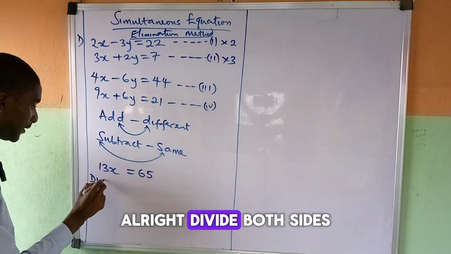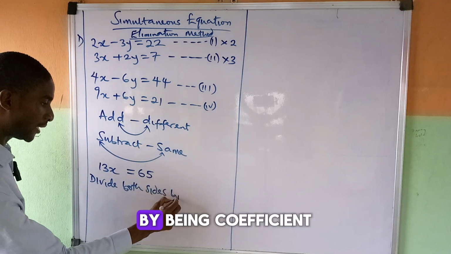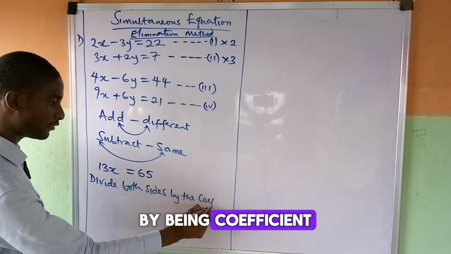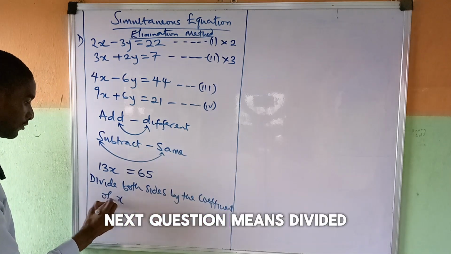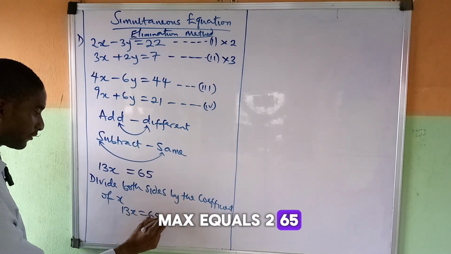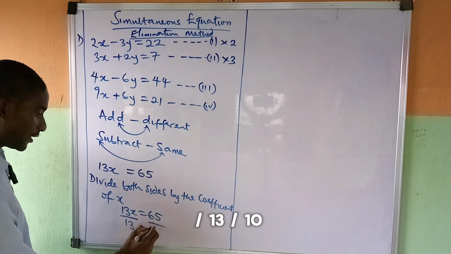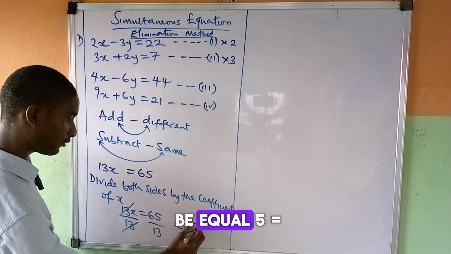Alright? So divide both sides by the coefficient of x. Coefficient means the value beside x. So you have 13x equals 65. Divide by 13, divide by 13. 13 cancels 13, your x is going to be equal to 5.